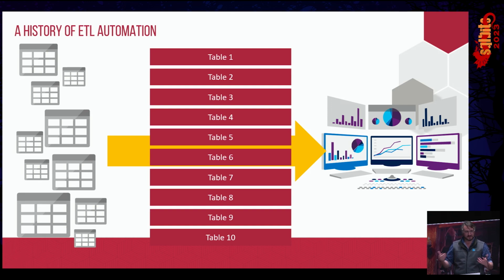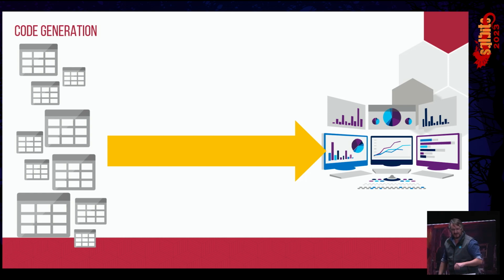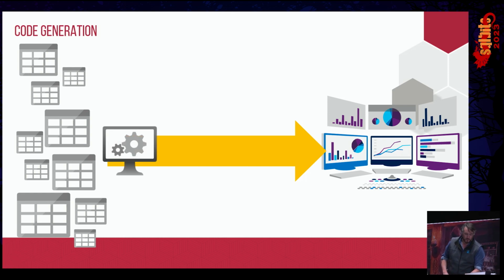The test cycle is horrendous. Every time I change something, I've got to test everything, I've got to redeploy everything, I've got to make sure it's all right. I have no agility. Now people said, we can get better. There's ways around this. And there's a whole wave of ETL automation tools.